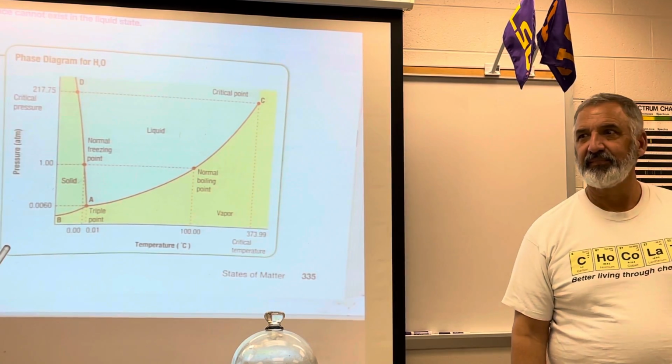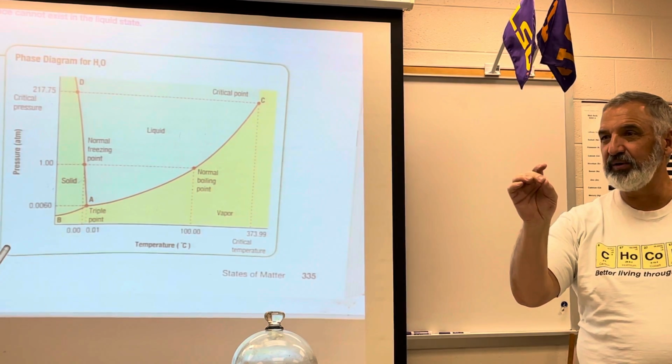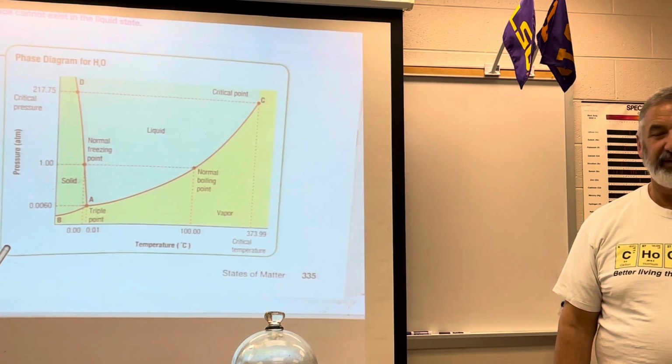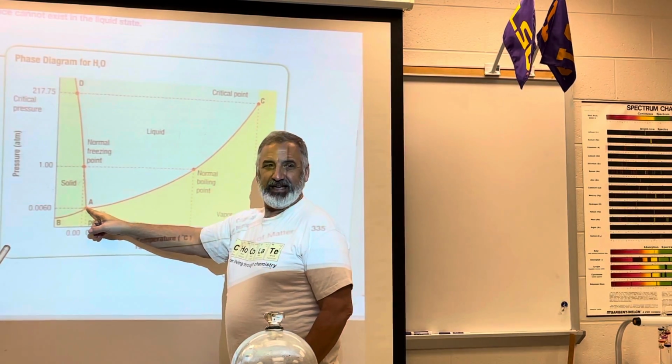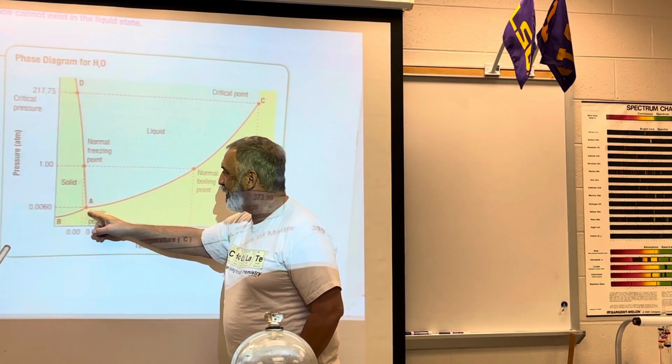At that one particular temperature and pressure, you can have ice, liquid, and steam all together at the same time. How does that work? It just does. Okay? How can they be all 3 at the same time?